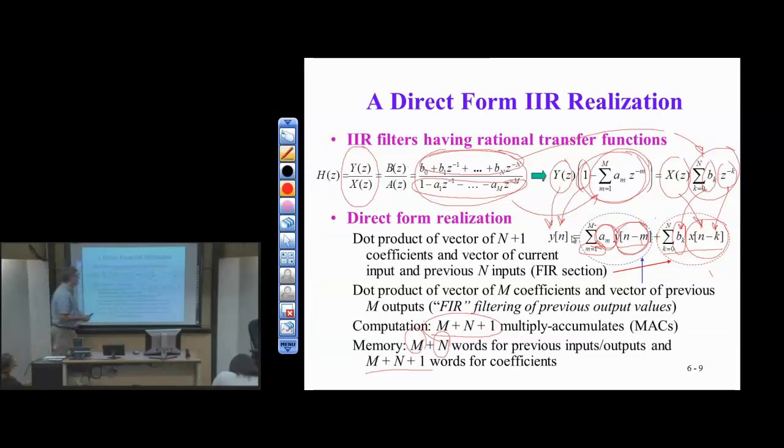The order is going to be the number of poles, and the order will be capital M. The order is the number of poles in an IIR filter. And for an FIR filter, it's the number of zeros.